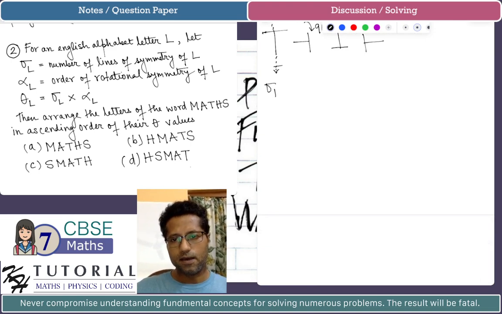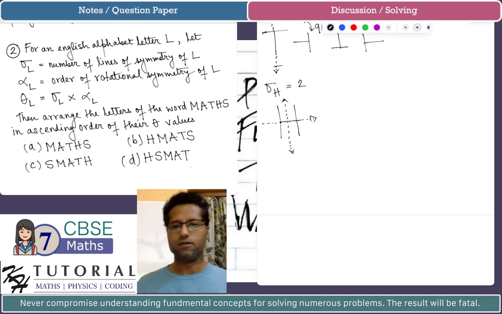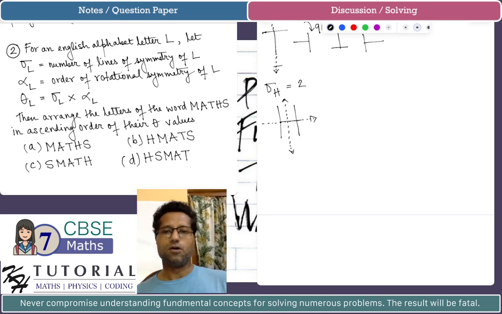What is sigma H? That is the number of lines of symmetry of the letter H. So H is this, and we know that for H there are obviously two lines of symmetry. This is the first line of symmetry, and this is the second line of symmetry. So sigma H is 2, for the letter H has two lines of symmetry, the vertical line and the horizontal line as shown.